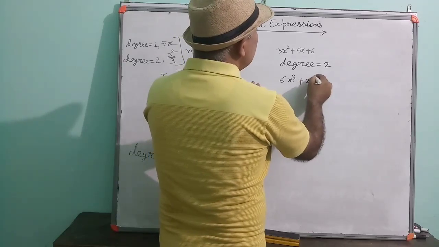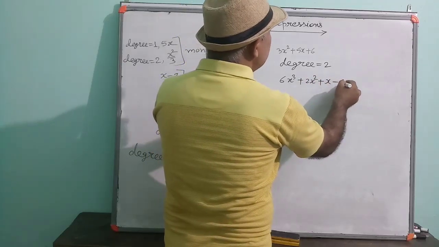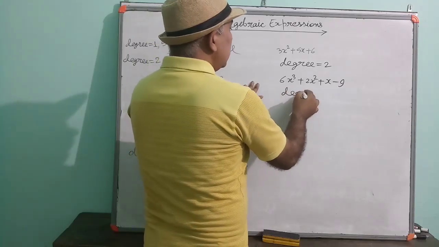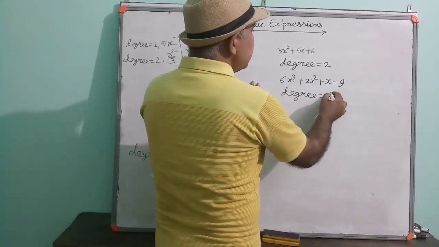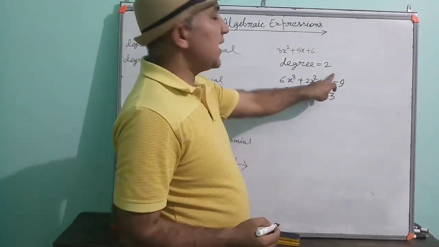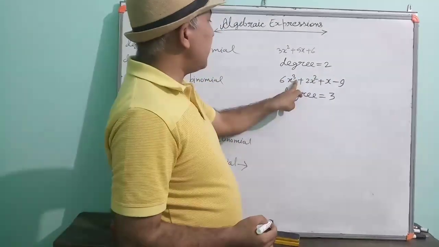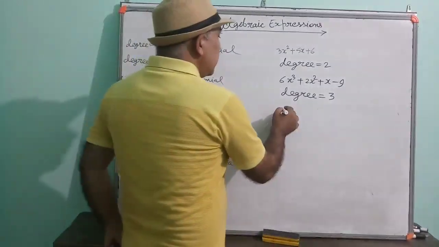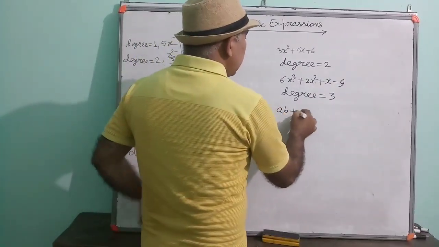6x cube plus 2x square plus x minus 9. In this example, degree is 3 because x power 3, x power 2, x power 1. The maximum power is 3, so degree is 3. Is this clear? Now see this example.